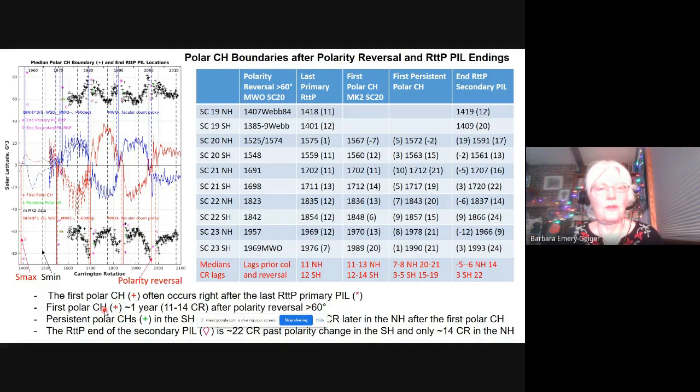So the first polar coronal hole is about a year after the polarity reversal. So that's in here. And the persistent coronal holes are about, you can't see it, but it is about half a year later. And there are differences in the southern and the northern hemispheres. So now we go on.